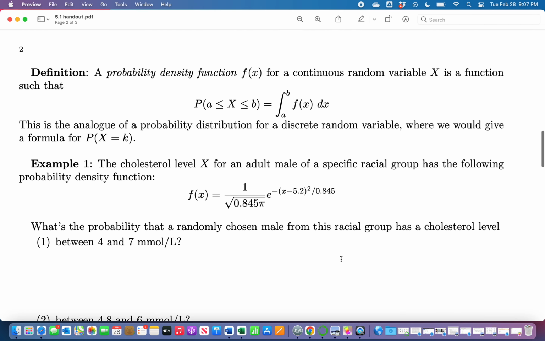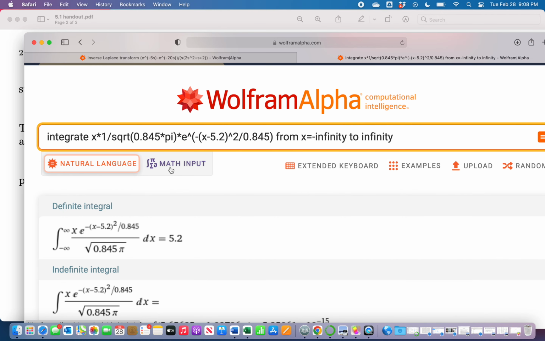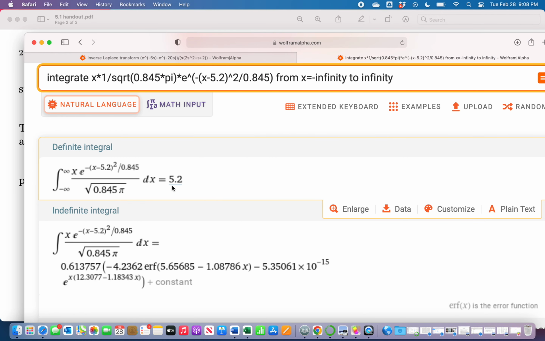Okay, so now let's think about the expected cholesterol level, for example. So I come back up here, I integrate from negative infinity to infinity, and x times, here's little f, that's probability. Now outcome times probability, and it says 5.2. So if you take samples of people from this group over and over again and measure their cholesterol, on average you'll see a cholesterol level of 5.2.